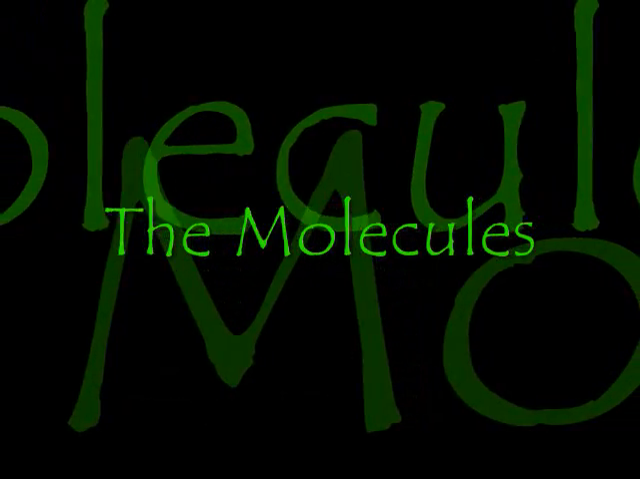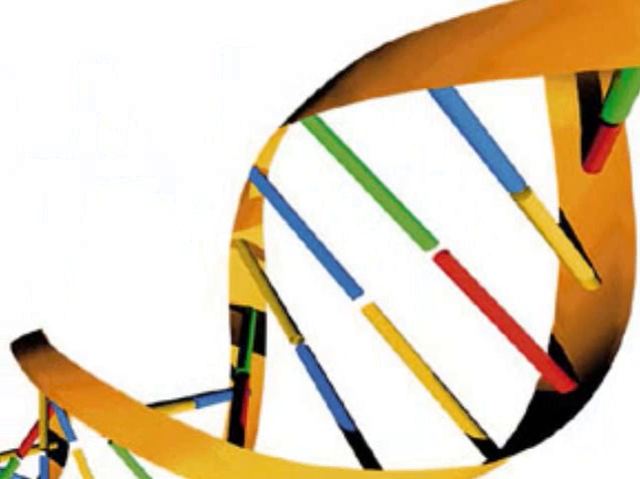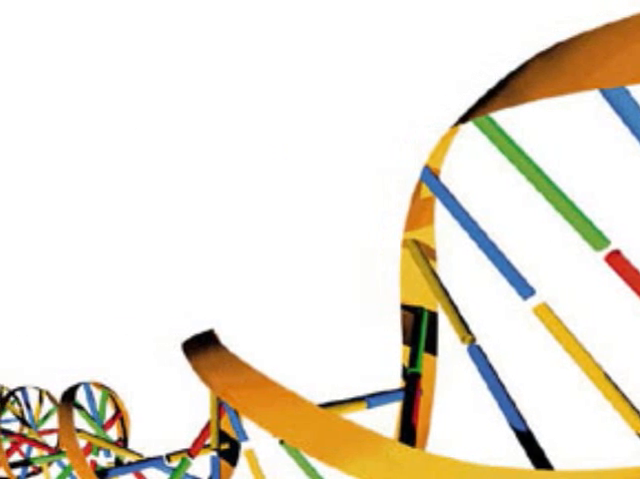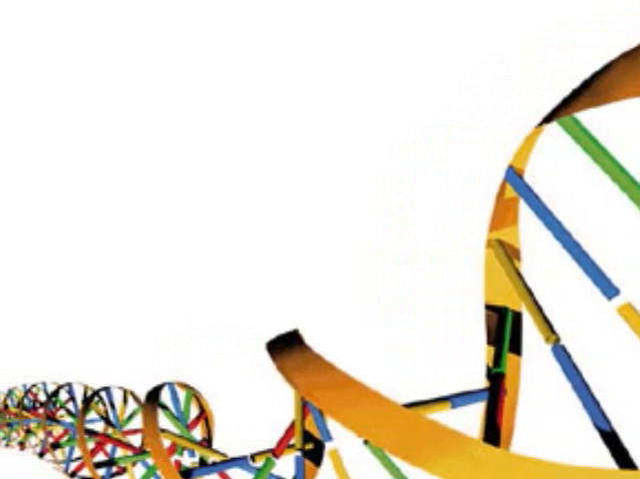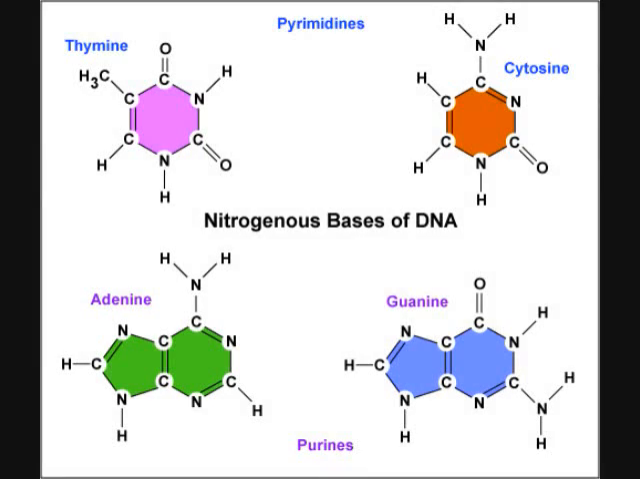Let's examine the molecules involved in this process. DNA, deoxyribose nucleic acid, has a double helix, a deoxyribose sugar, and a phosphate group. It also has 4 nitrogenous bases. They include adenine, thymine, guanine, and cytosine.